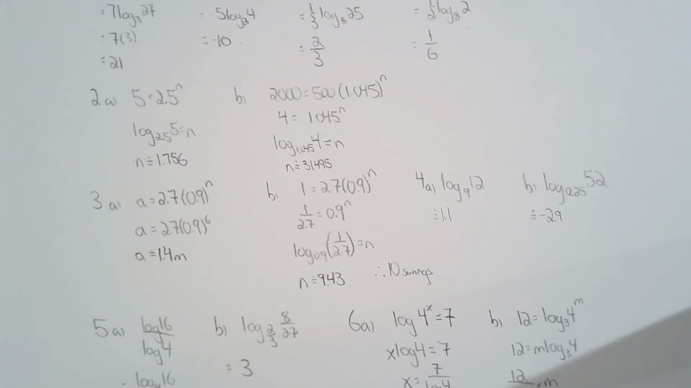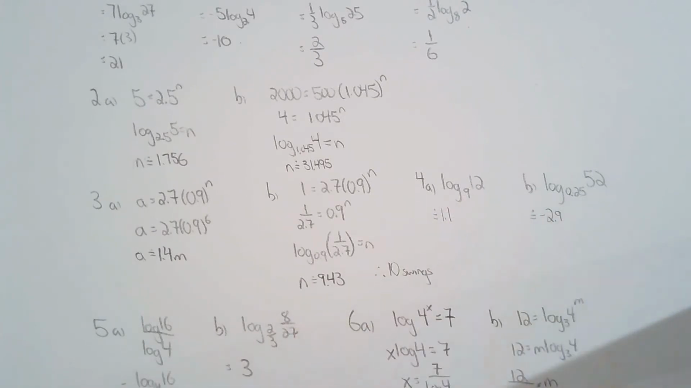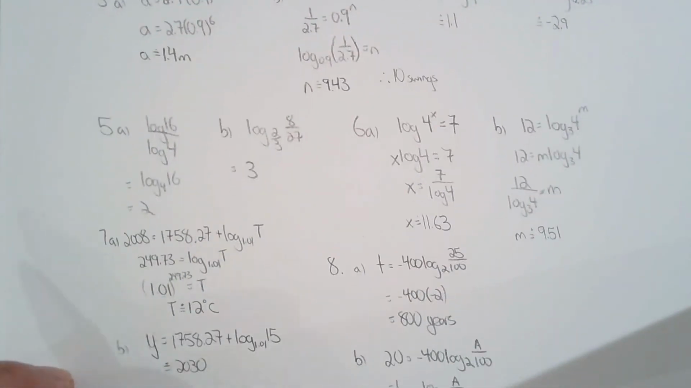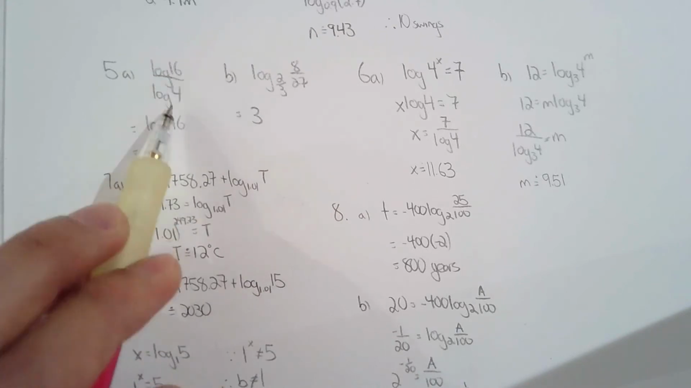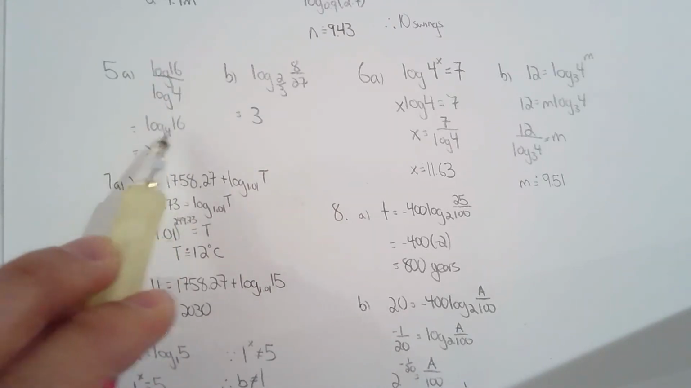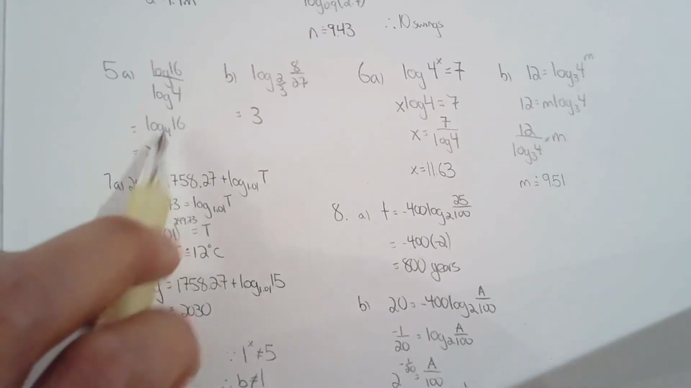For number 4a, it's just evaluating using the change of base formula. So nothing special there. For number 5, you're going to write it as a single logarithm. So since the bases are both 10, you can express it as a single logarithm, and then they ask you to evaluate. So these ones you don't need a calculator because they work out very nicely.